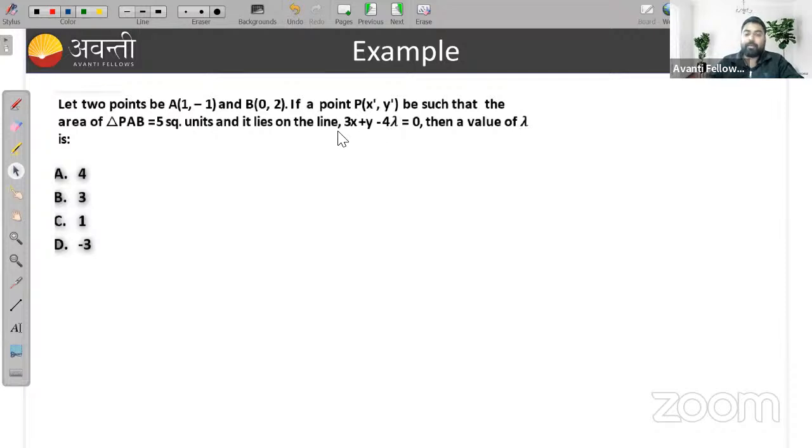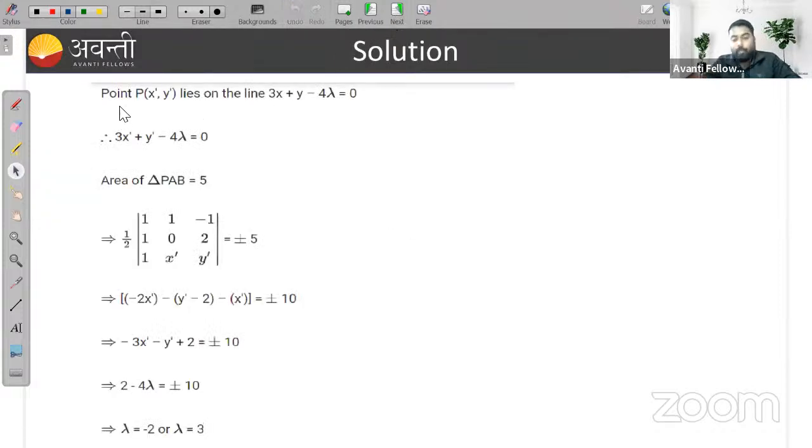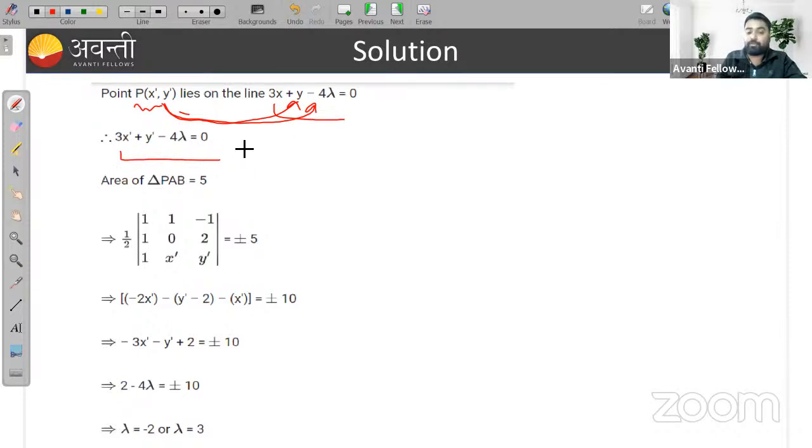The value of λ. That means this point (x', y') also satisfies the line 3x + y - 4λ = 0. Is that clear? Okay, so let's solve this question. The given point P, whose coordinates are (x', y'), lies on this line, so this point satisfies the line. So we can put the point in the line, and the equation becomes 3x' + y' - 4λ = 0.